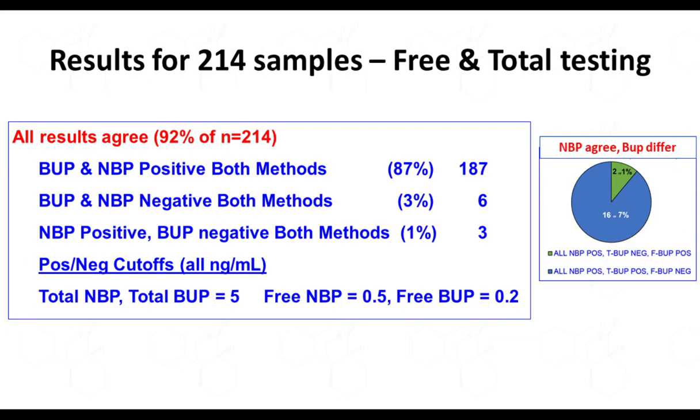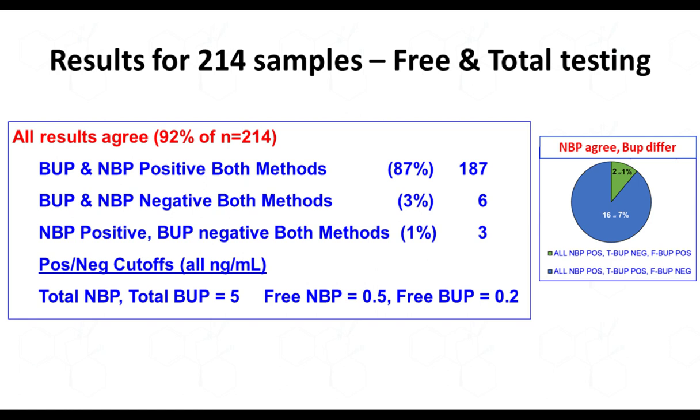So let's get back to our original question. What results did we get when we tested all 214 samples that come from patients who are in treatment with the free and total methods? Basically, the two techniques agreed. Remember, we have different cutoffs, of course. We have to have much lower cutoffs with the free method. And so we divided those into two categories.